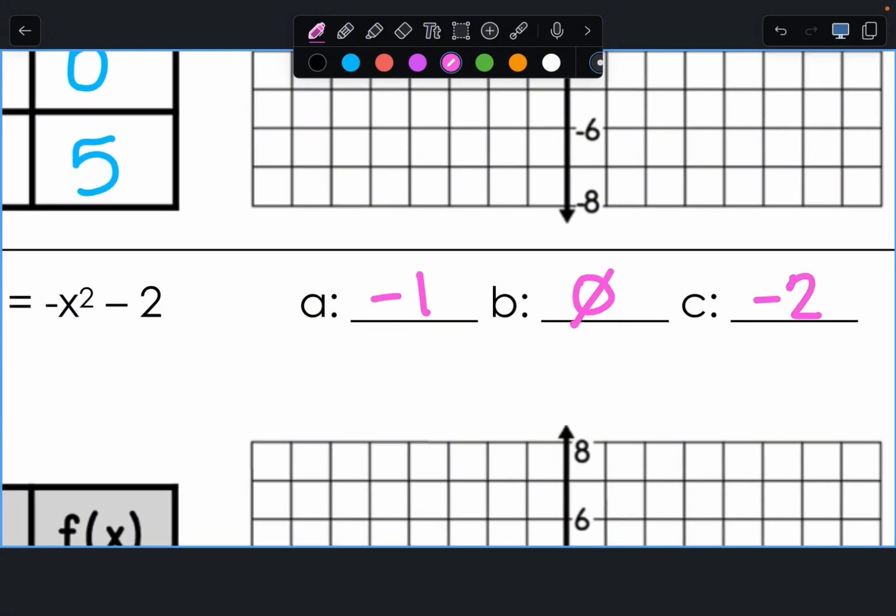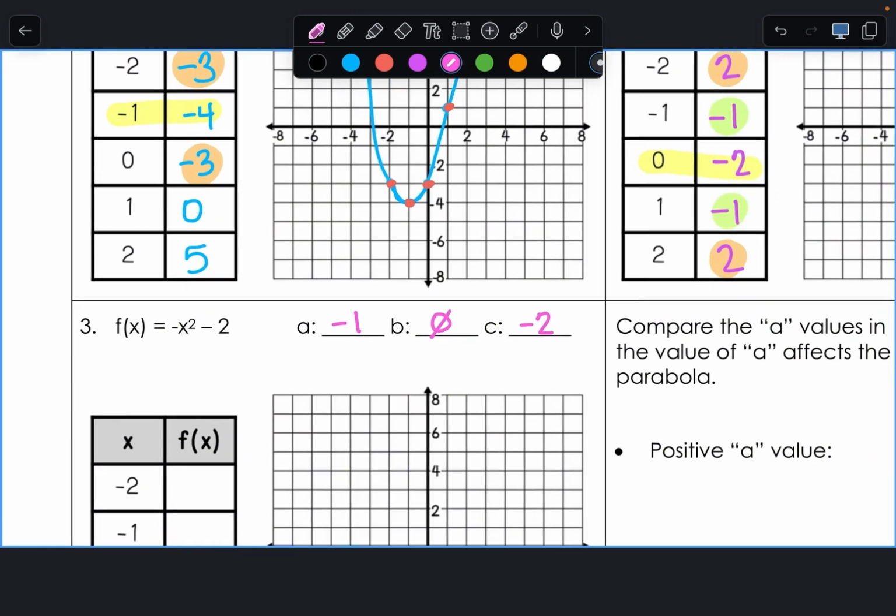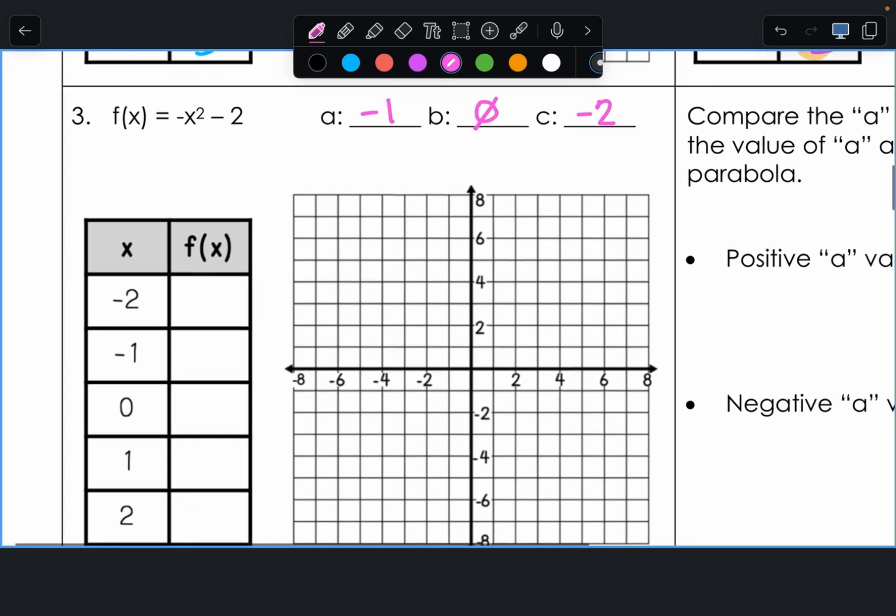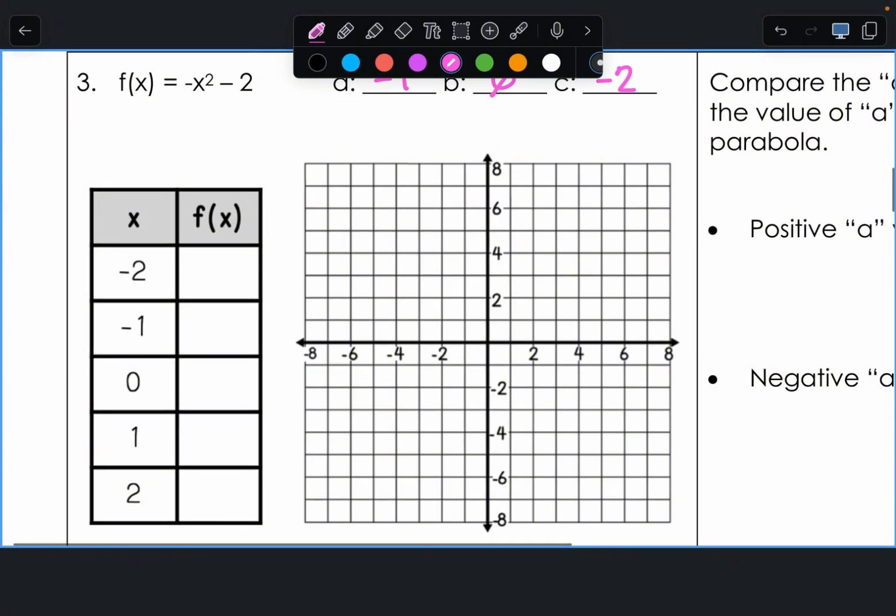All right. So put a negative in front of that x squared on your calculator. Now negative 2 is paired with what number? Negative 6. Then negative 3, then negative 2, and negative 3, negative 6. Okay.